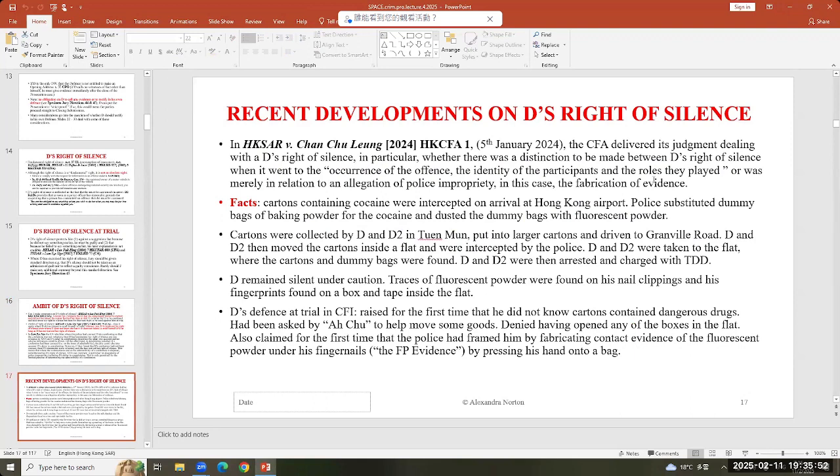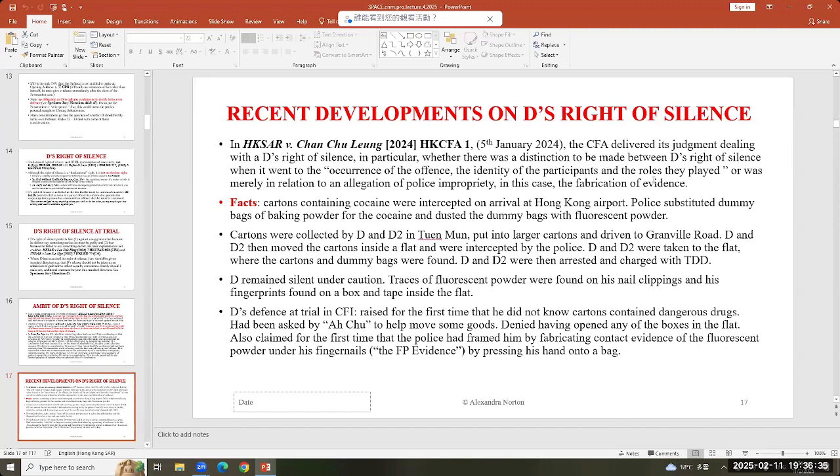So Chan Chu Leung, we talked about this case in evidence law. You'll remember this is the case where the police had received a tip-off that drugs were arriving in Hong Kong. They had someone conducting surveillance at the airport so that they were able to substitute the real drugs with some fake baking powder, and they dusted it with fluorescent powder. They then watched while the defendant and someone else picked up the goods in a place in Chun Mun, put them into other cardboard boxes, and then took them to a flat in Granville Road. At which point, after they'd gone into the flat, the defendant was then intercepted.